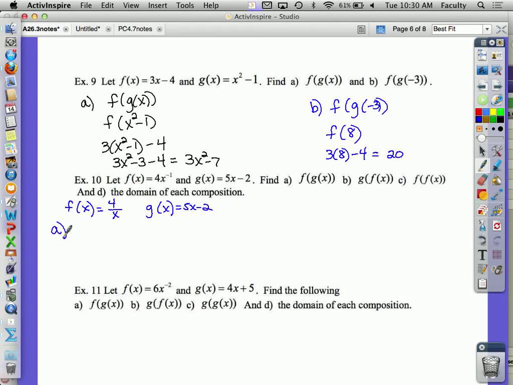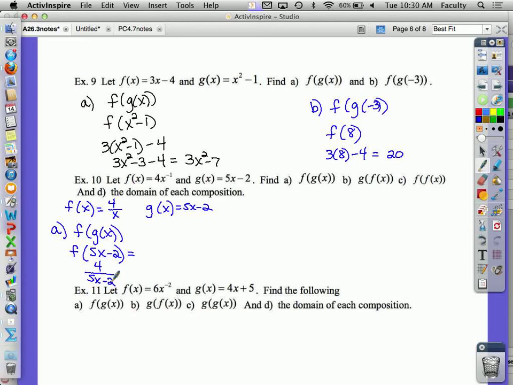So letter A says, let's find f of g of x. So this is f of 5x minus 2. And so right now, f is the outside function. And it says take 4 divided by the input.